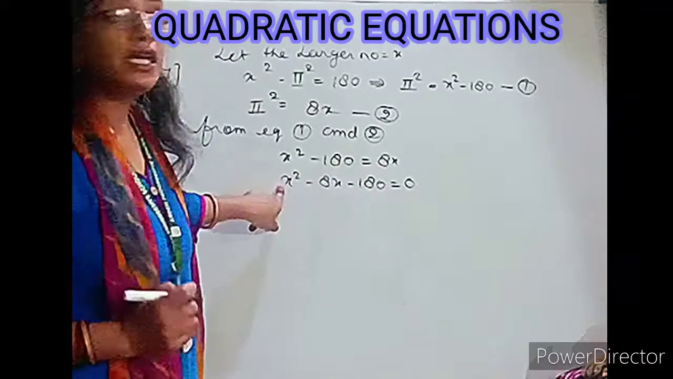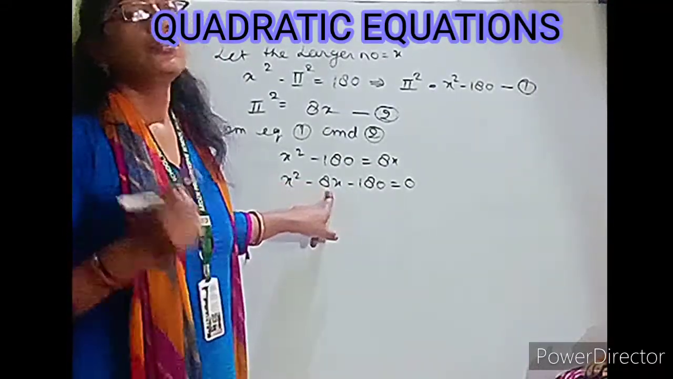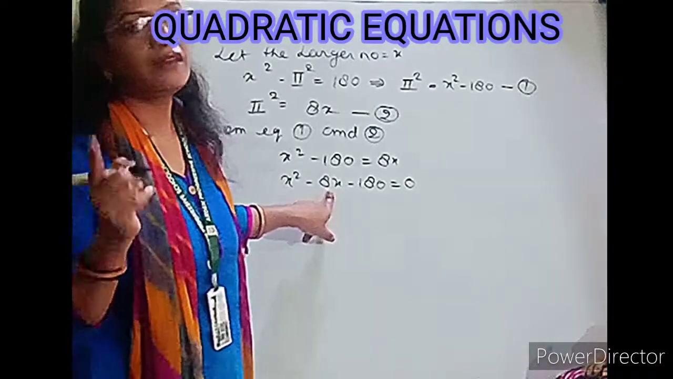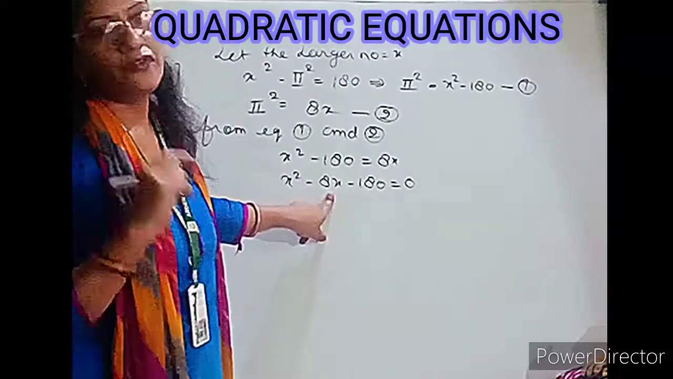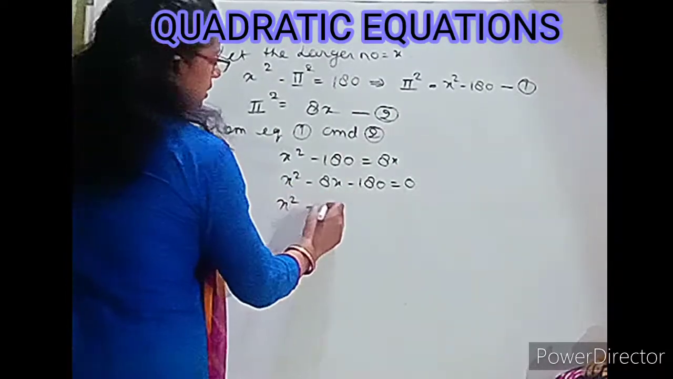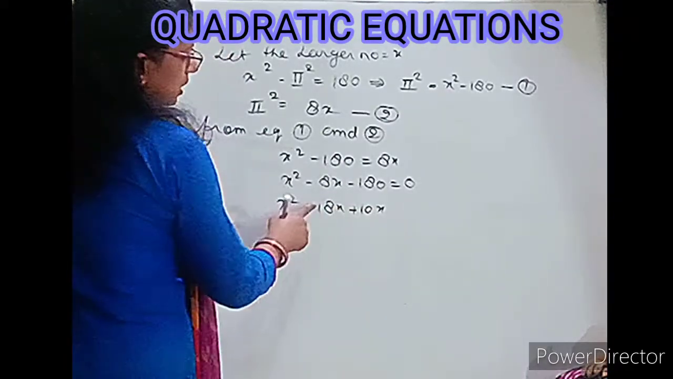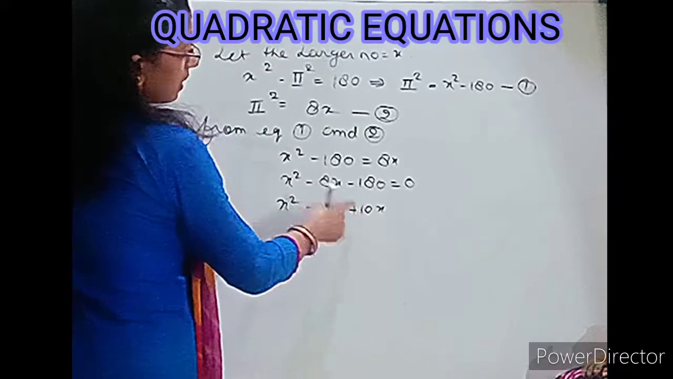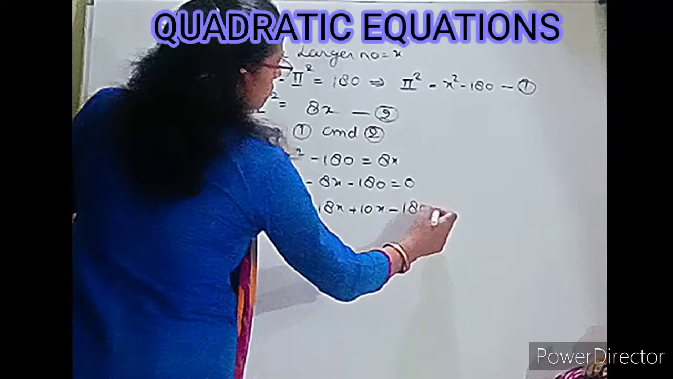180 ones are 180. We have to split 180 in such a way that we will get 8. So 18 tens are 180. Okay? So you can calculate it by graph also, or you can do the factors. 18 tens are 180. So I am writing x square minus 18x plus 10x. 18 tens are 180. Minus, plus, minus. 18 minus 10 is 8. Minus 8x. Okay? Minus 180 equals 0.